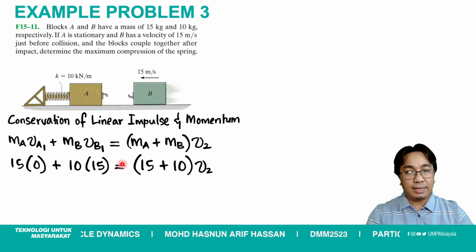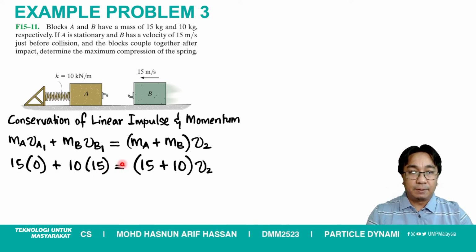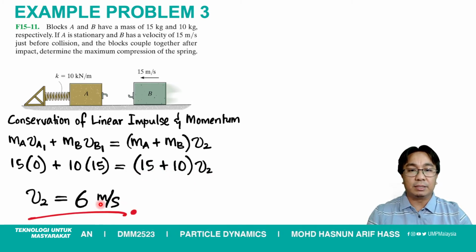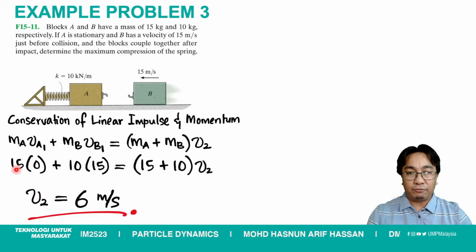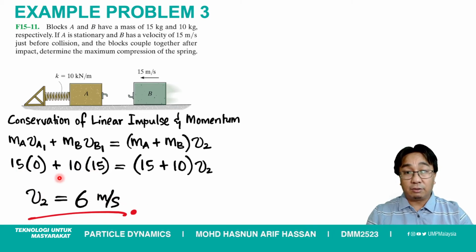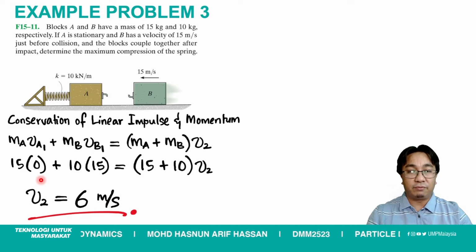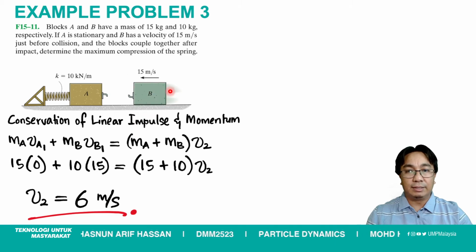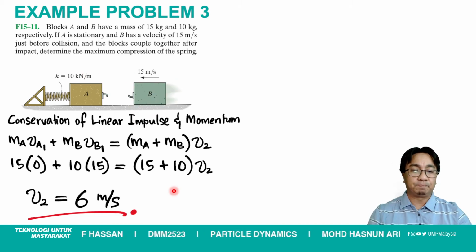Now we are going to set positive to the left, is equal to 15 plus 10 V2. So from here we get V2 equals 6 meters per second to the left. I forgot to draw the positive direction here. So basically we will follow the motion of B, that is positive moving to the left.